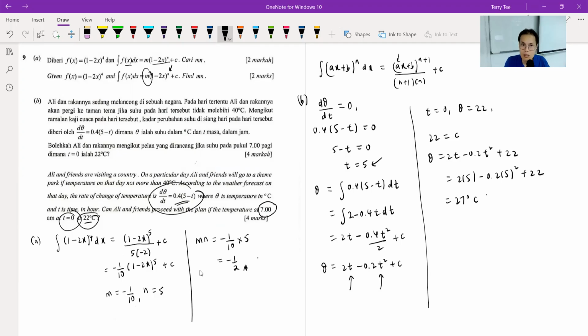So should he go out with his friends? Can they proceed with the plan? Of course, because you want the temperature not to exceed 40 degrees Celsius here, right? So this is your maximum temperature. So we know theta maximum is 27. Therefore, we can say they can proceed with the plan to go out. Okay. All right.